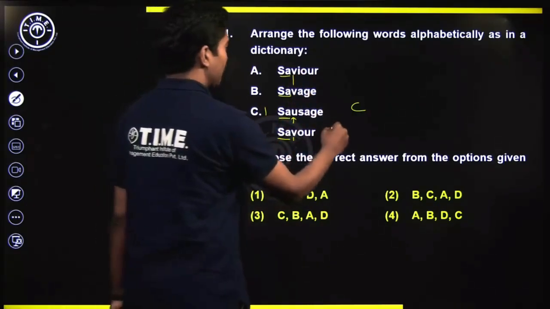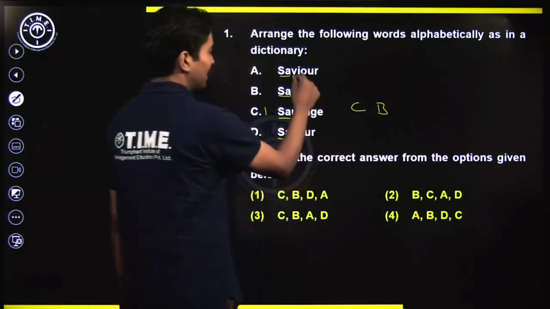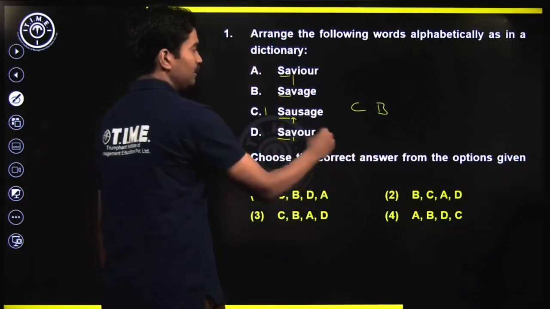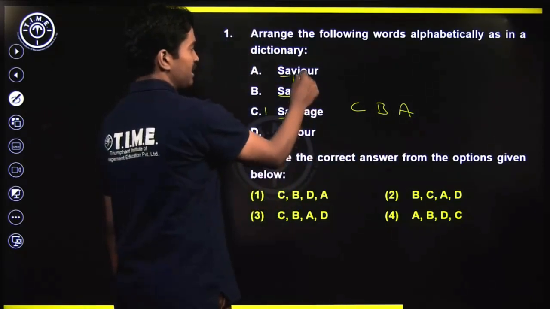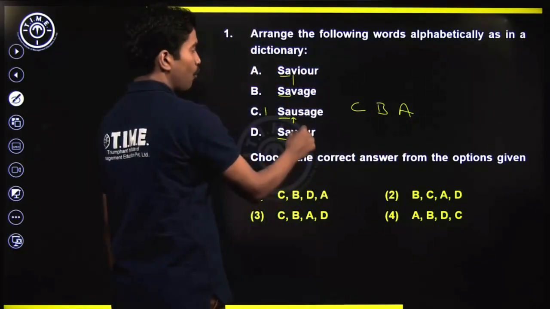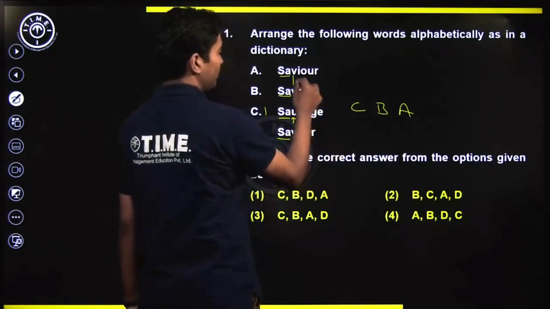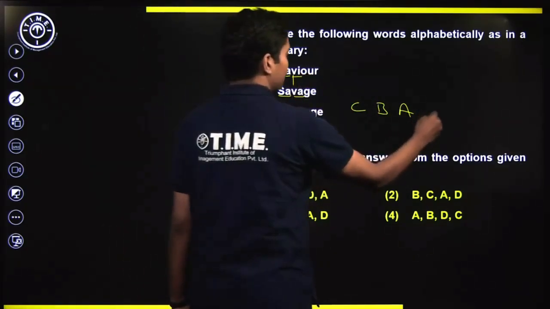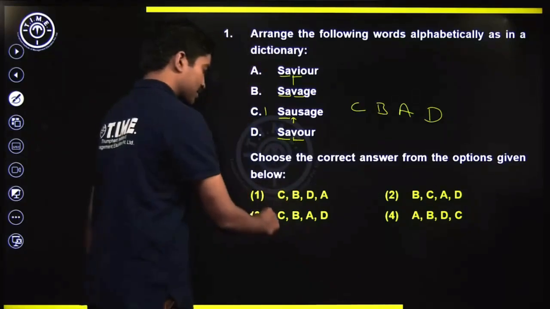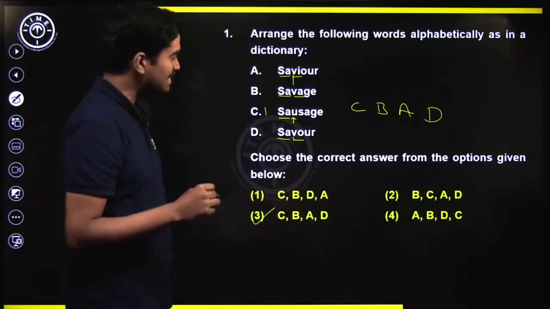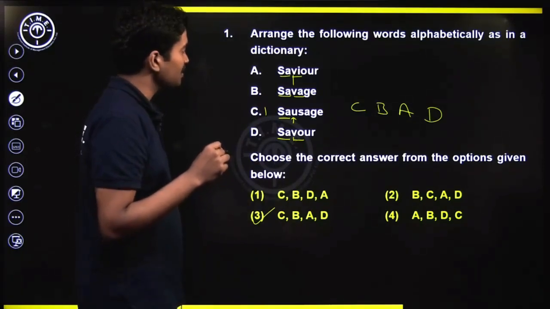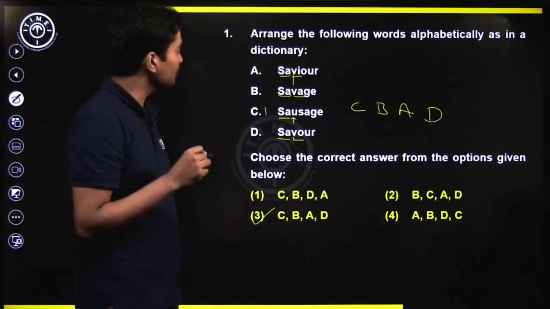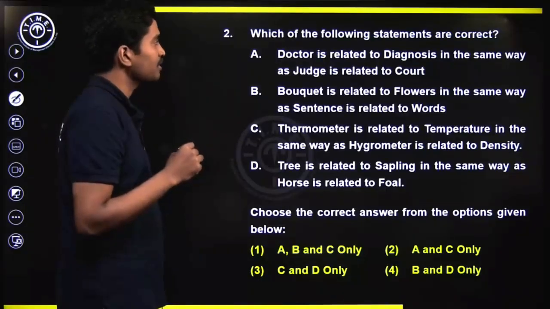Among the V words, A comes first, that would be B, and then after A comes I, that would be A, and after that comes O. A, B, C, D, F, G, H, I, J, K, L, M, N, O. So A, V, A, and then V, I, then V, O, that's D. So that gives us option 3, C, B, A, D, that's the order: sausage, and then savage, and then savior, and then savor.